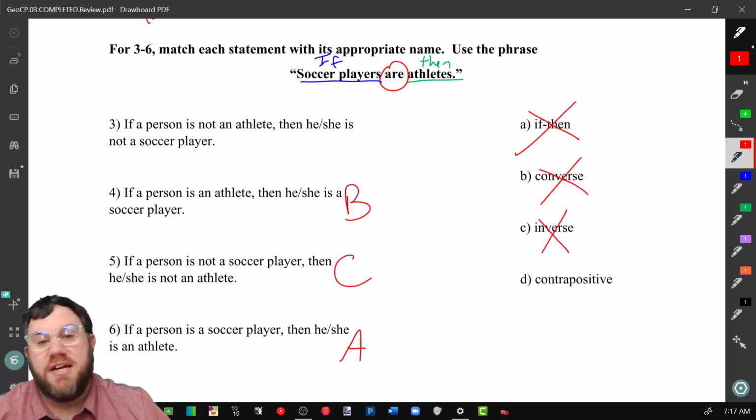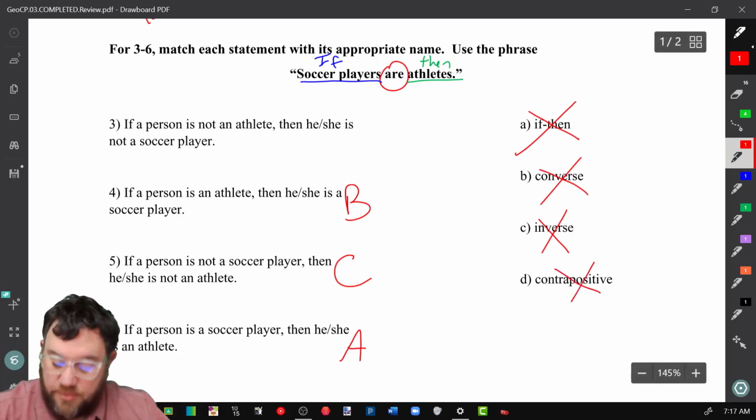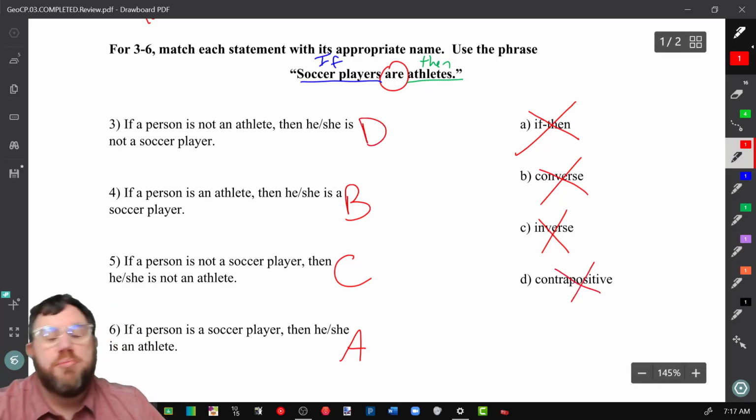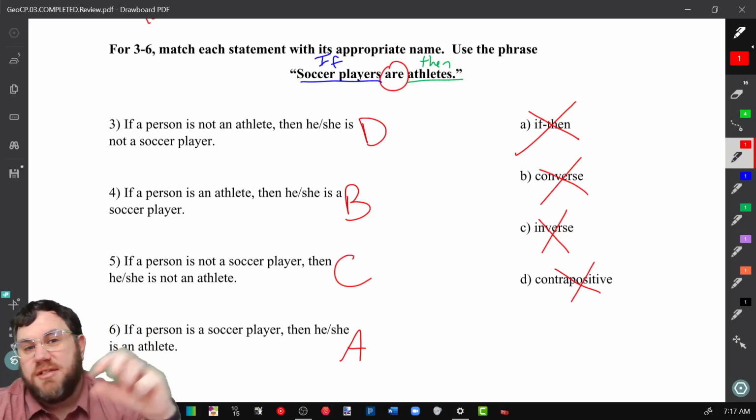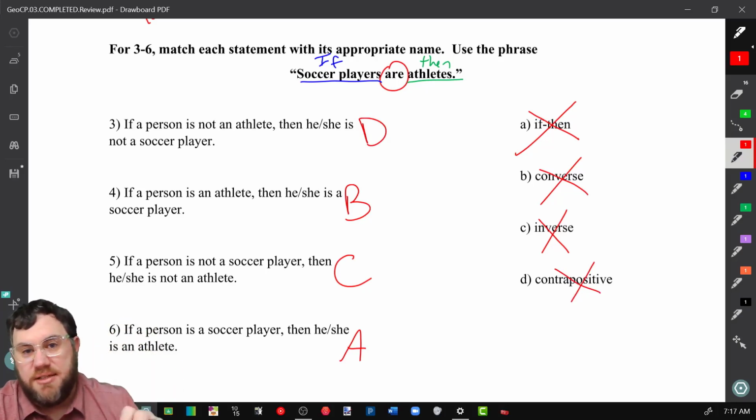And then finally D, we really only have one option. But for contrapositive, we switch them. So we know we need to start with if a person is an athlete. But then we negate it. So if a person is not an athlete.